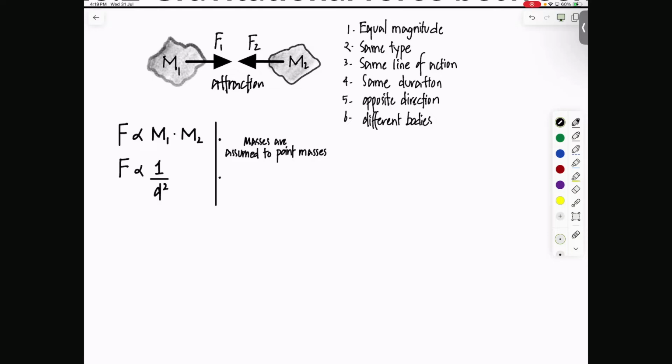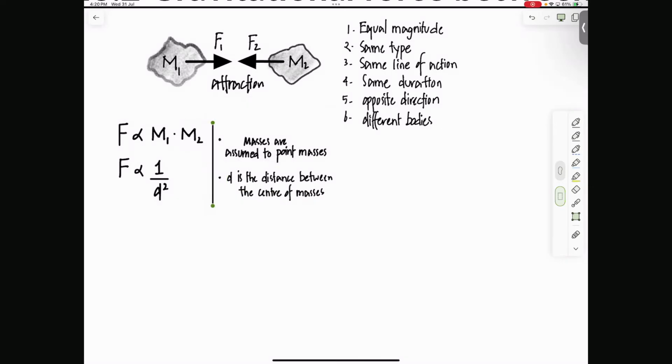Our second point is: the distance d is the distance between what? The surface of the masses, or the distance between the centers of the masses? The centers of masses. Since we are considering them to be point masses, the force will be acting on the center of masses. So d is the distance between the centers of masses. F is directly proportional to M1 M2, and F is inversely proportional to 1 by d squared. So that's Newton's law of gravitation.